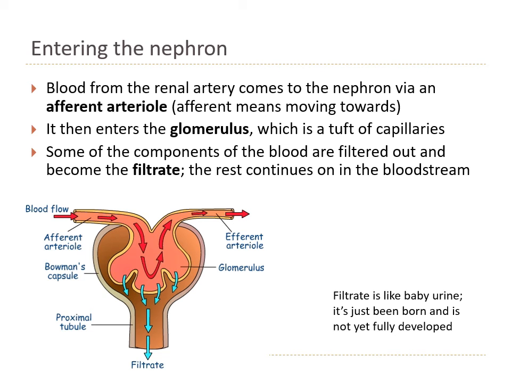So this is just a review of how that filtrate is first formed. Blood is going to come in through the afferent, AFF, like it has affection for, so it's moving toward the glomerulus. As blood moves through the capillaries in the glomerulus, the filtrate, fluid, water, with solutes dissolved in it, is going to move out into Bowman's capsule and then into the proximal convoluted tubule. That blood is then going to leave through the efferent, think E for exit, arteriole.